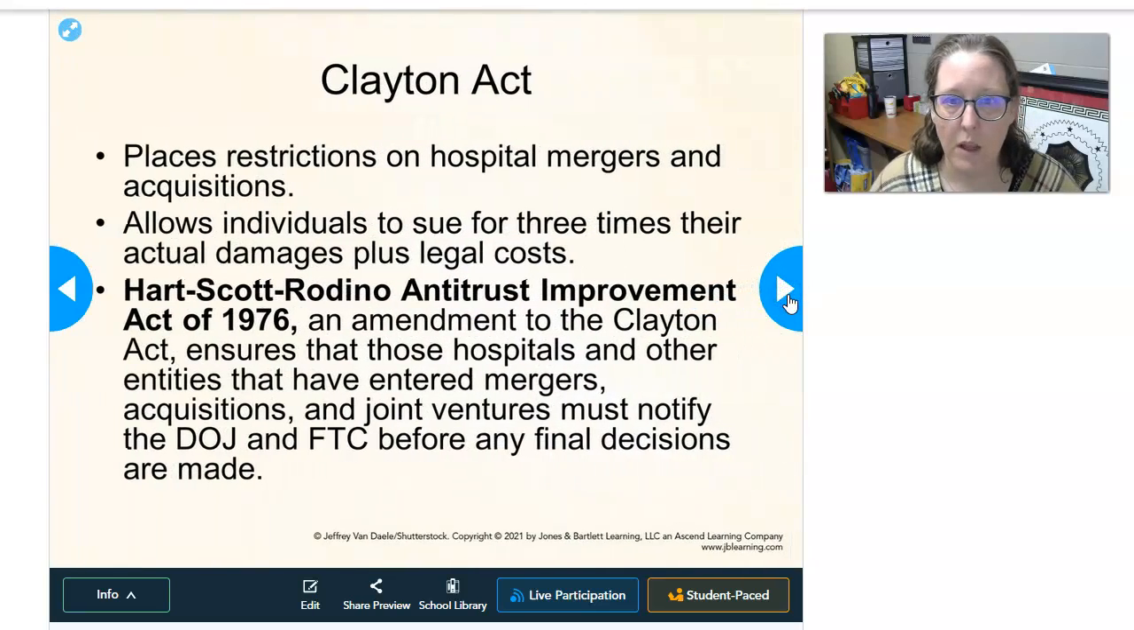The Clayton Act places restrictions on hospital mergers and acquisitions. It allows individuals to sue for 3 times their actual damages plus legal cost. The Hart-Scott-Rodino Antitrust Improvement Act of 1976 was an amendment to the Clayton Act, and it ensures that hospitals and other entities that have entered into mergers, acquisitions, and joint ventures have to first notify the Department of Justice and the Federal Trade Commission before any final decisions and acquisitions are made.